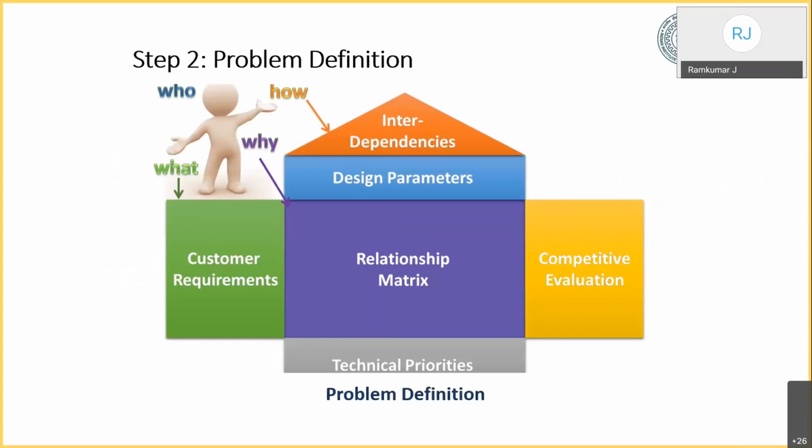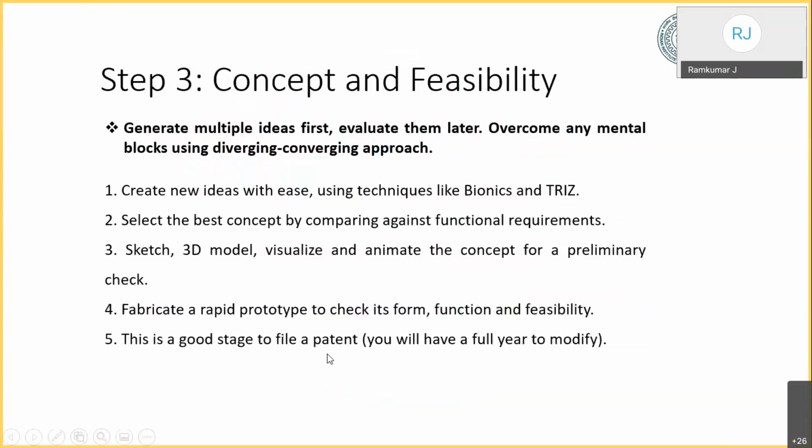Then we try to do a problem definition. This is the matrix we use: quality function deployment, customer requirements, technical priorities, relationship matrix, competitive evaluation, design parameters, interdependency between the design parameters, and then you will have technical priorities. And then we try to develop a problem.